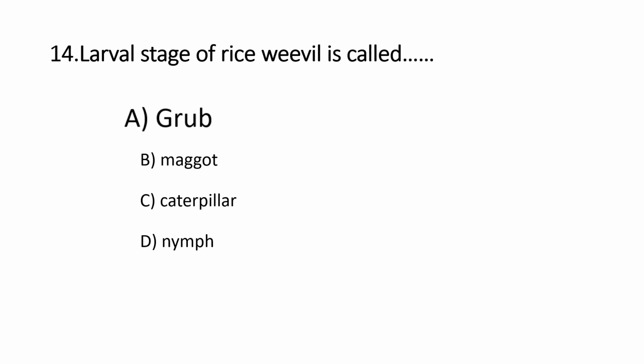Then caterpillar is the lepidopteran larva. Hymenopteran larva is called a grub too, and nymph is the developmental stage of hemimetabolous insects. So the larval stage of rice weevil is called a grub.